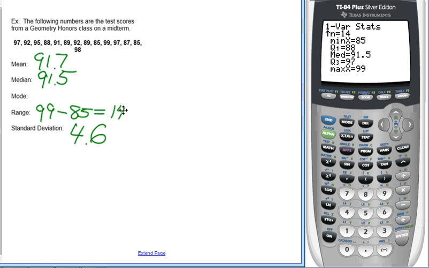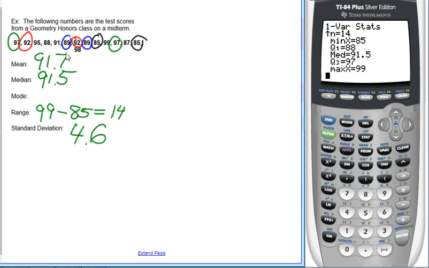All right, so let's now look for the mode, the most often repeated number. It looks like 97 repeats, so I've got 97 and 97. I also have 92 repeats, 92 and 92. Let's see, it looks like 85 repeats, 85 and 85. And it also looks like 89 repeats.